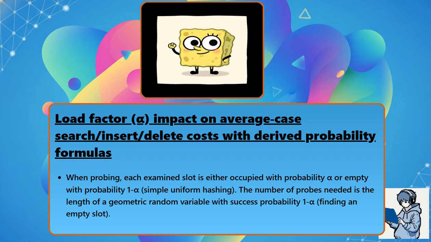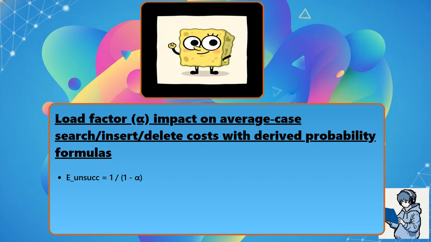When probing, each examined slot is either occupied with probability alpha or empty with probability 1 minus alpha, under simple uniform hashing. The number of probes needed is the length of a geometric random variable with success probability 1 minus alpha, finding an empty slot. E unsuc equals 1 divided by (1 minus alpha).